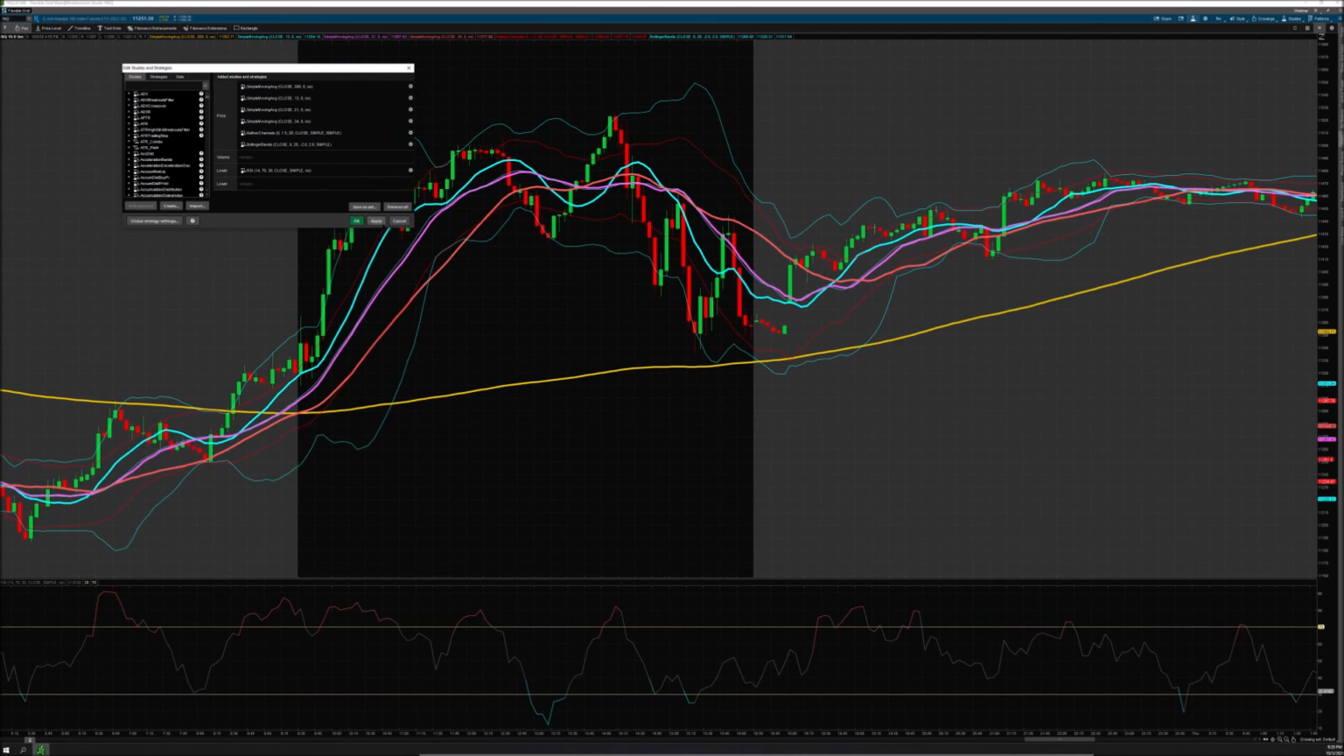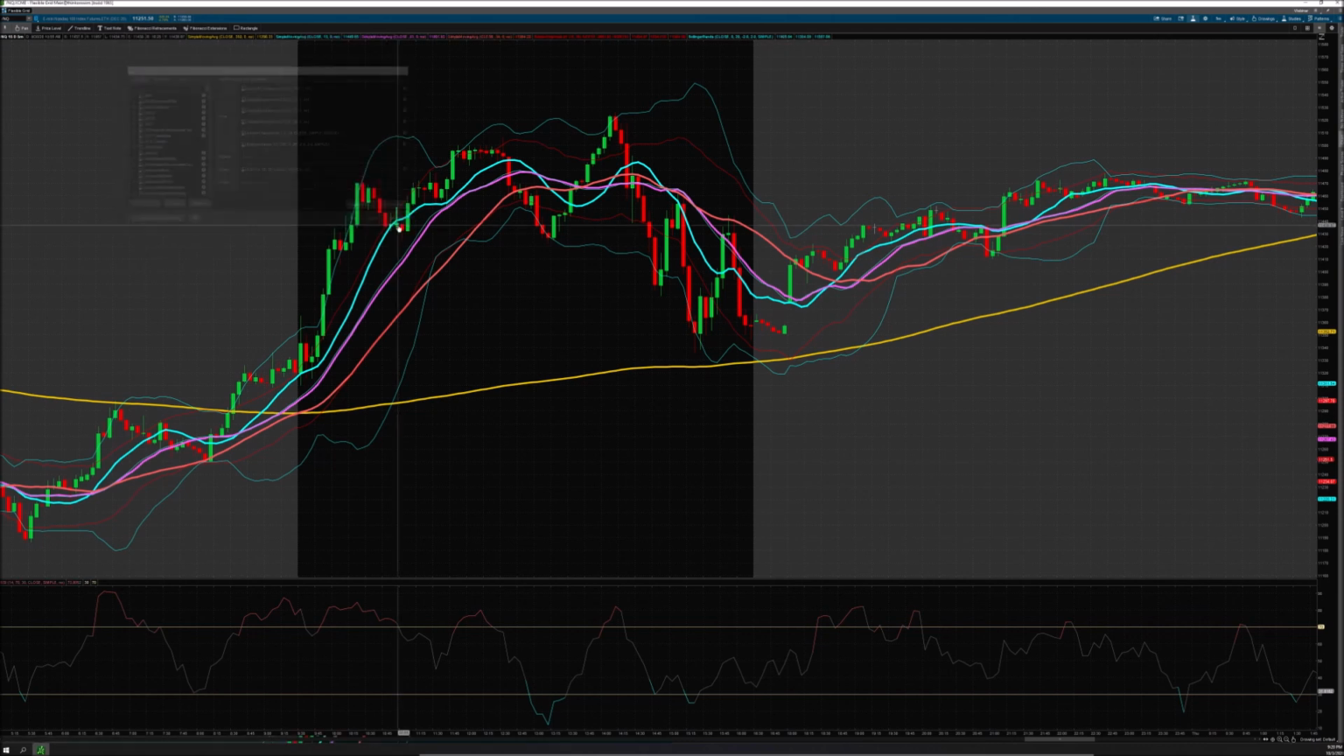Playing with the settings could give you a better entry or a better way of trading. That's why they have it that way, so you could play with the settings and build your own strategy. You know what I'm saying?